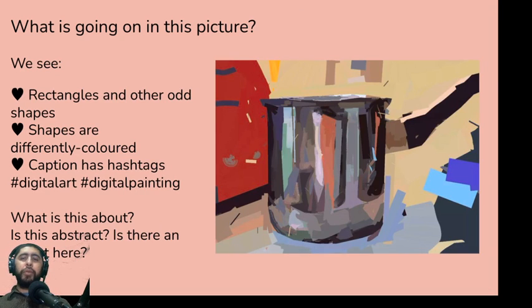Here's another example. So what we literally see is just rectangles of different colors, rectangles and other shapes. And the caption, which you don't see here, has the hashtags digital art and digital painting. There's a couple more hashtags. So what is this about? Is this about anything? Are these just randomly placed blocks of color? What are we seeing here?